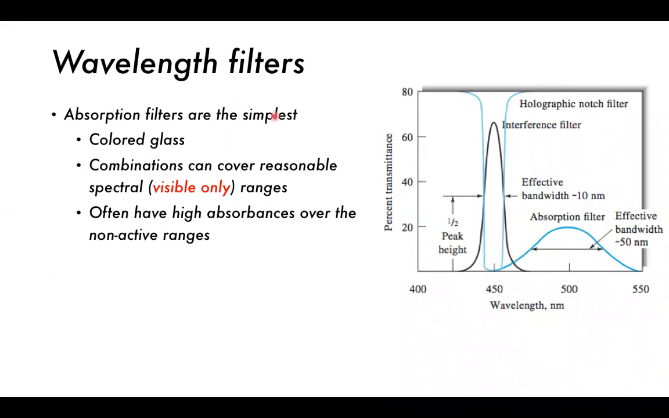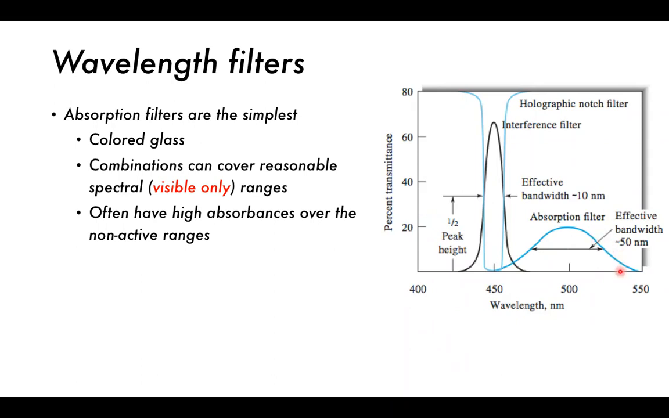Absorption filters are the simplest. So we have colored glass, for example. We have combinations that can cover reasonable spectral ranges, but only in the visible regions. You can combine a green filter with an orange filter to try and cover different parts of the spectrum that you want to cut out. And they often have high absorbances over non-active ranges. So what does that mean? Say we just want to block out light at 500 nanometers. We're also blocking out all of the light here and here, even if we don't want to. It's still being blocked out.